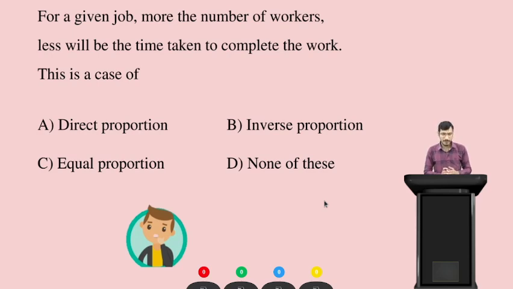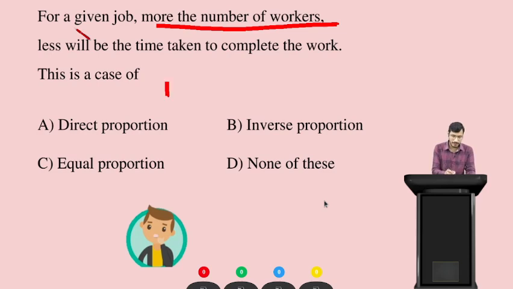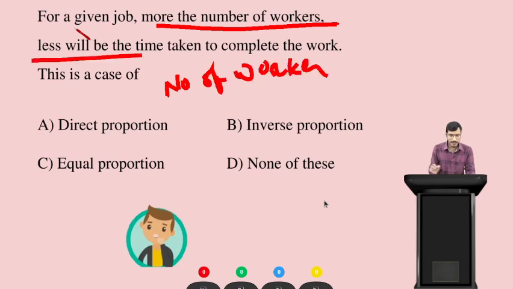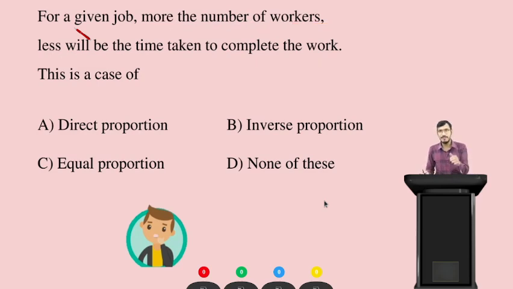Okay students, so time's up. So the right answer is, yes, you can see, for a given job, the more the number of workers, that means as the number of workers increases, the less will be the time taken. So the two quantities are related to each other, that means one increases and the other decreases. So that is the case of inverse proportion. Option B is the right answer here.